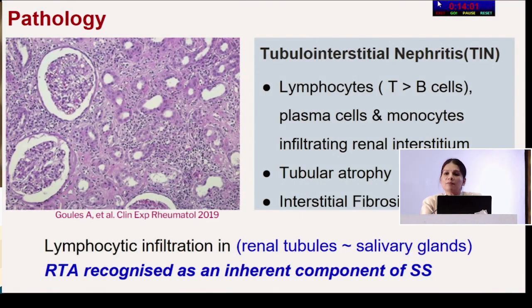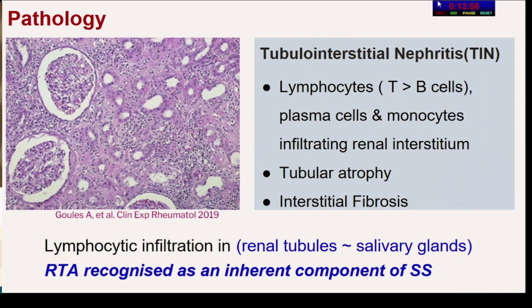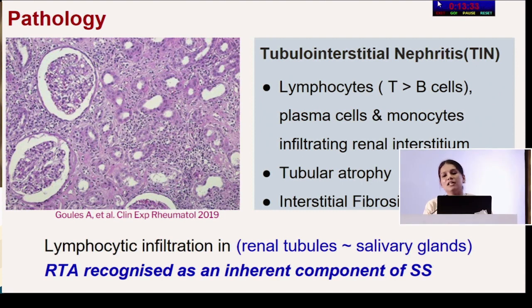Now, what is the underlying pathology of RTA in Sjogren's syndrome? This is characterized by tubulointerstitial nephritis. There are lymphocytes, T more than B cells, plasma cells and monocytes infiltrating the renal interstitium. Tubular atrophy and interstitial fibrosis are present. Now, if you look carefully at the picture, this infiltration is very much similar to that seen in the salivary glands. So, with increasing reports of cases of RTA in Sjogren's syndrome and this understanding that the lymphocytic infiltration in renal interstitium is similar to that seen in salivary gland, RTA was recognized as an inherent component of Sjogren's syndrome.